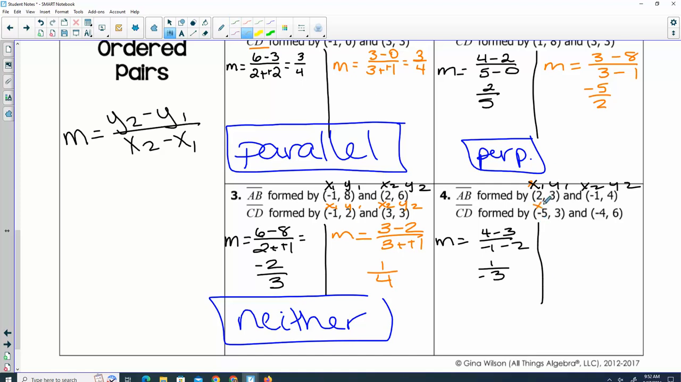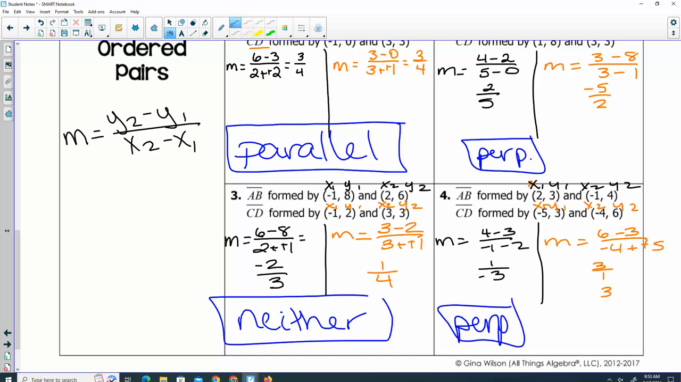Second one, y2 minus y1 over x2 minus x1. So 6 minus 3 is 3. Negative 4 plus 5 is 1. So 3 over 1 or 3. So we have a positive and negative. So they're definitely not the same, which means they're definitely not parallel. Negative 1/3. If you make it positive and flip it, do you get 3? 3 over 1. So what does that tell me about these? Perpendicular.